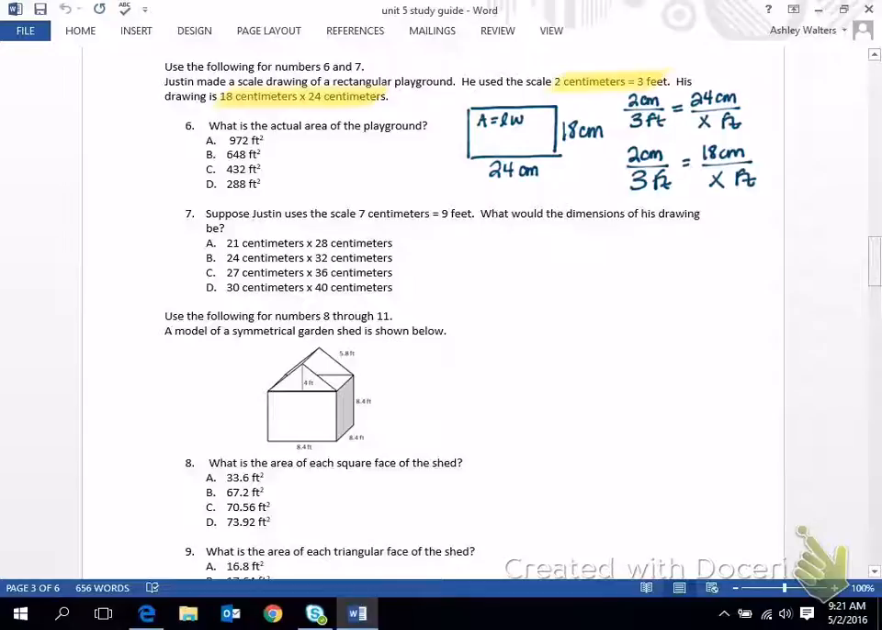So again, this goes back to our proportional reasoning and solving and setting up proportions. So first we would take our 3 and multiply by 24. And 3 times 24 is 72. So 72 will be equal to 2x.